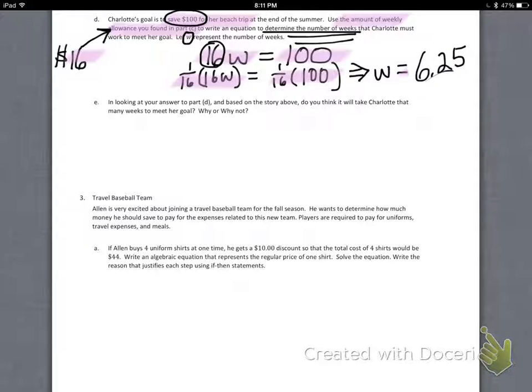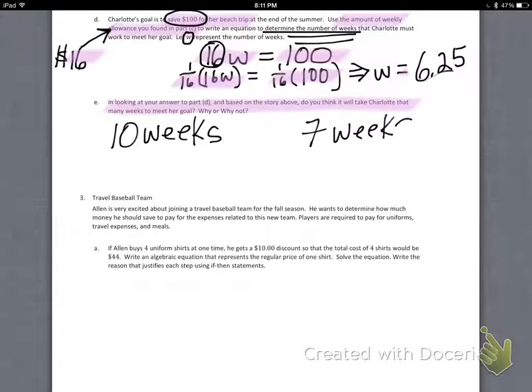Actually, with that, this part E, in reading it, looks like I got ahead of myself a little bit. It said, in looking at your answer to Part D, and based on the story above, do you think it will take that many weeks for her to meet the goal? Why or why not? Like I mentioned, she can't do it in 6, because that only gets her to $96. But she can do it in 7, because you get paid at the end of the week. And she can do it during the summer, because summer vacation is generally about 10 weeks, so in 7 weeks she'd be able to make it.